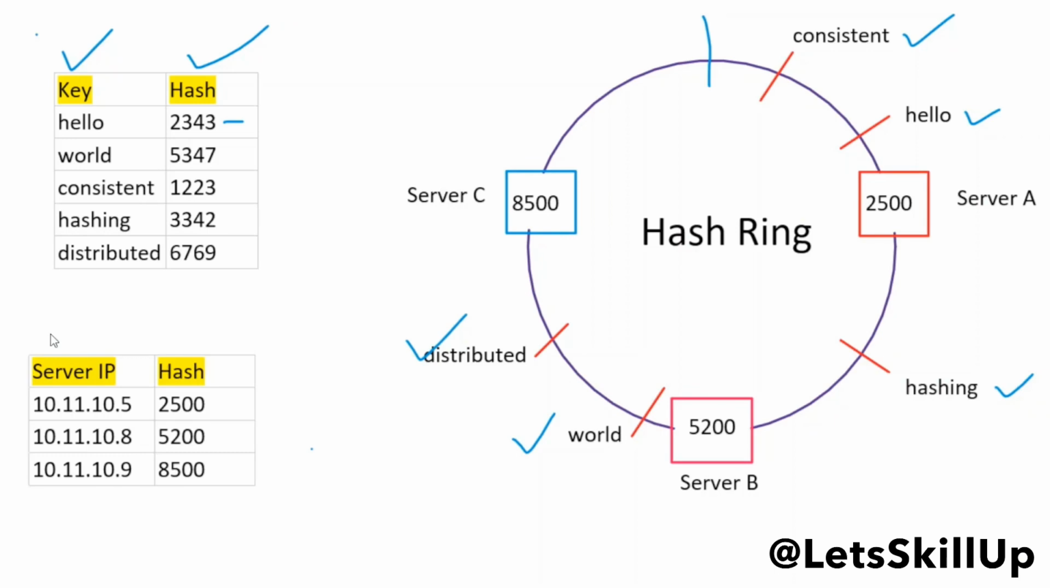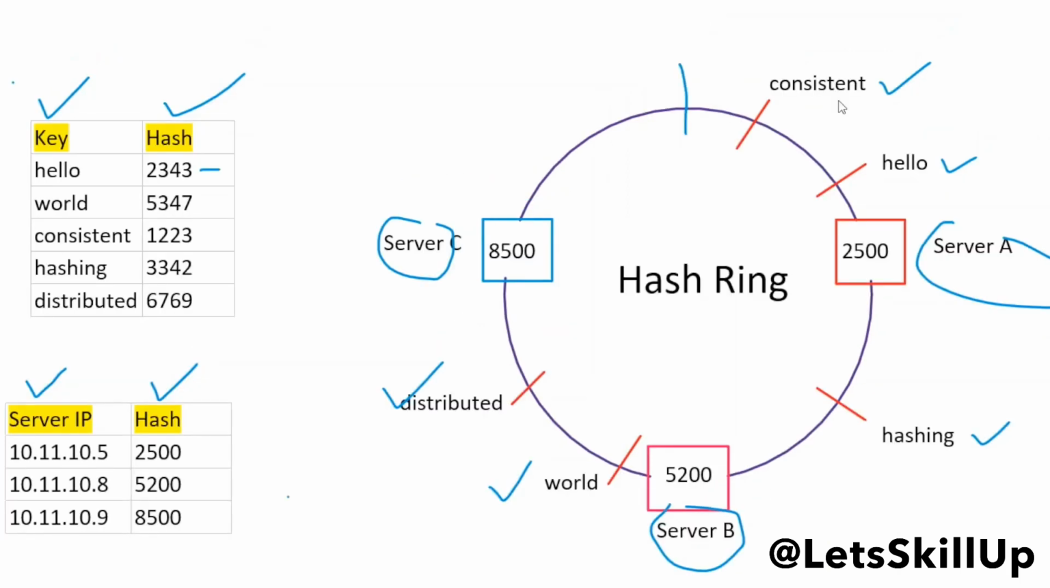Now for placing servers on the same circle, first column is our server IP, and this is the computed hash for each of the servers. So here is server A, here is server B, and here is our server C. Now how do we decide which of the keys will lie on which server? A simple rule which we can use here is to move in clockwise direction until we find a server. So we try to locate the closest server to a given key on the circle. That way consistent and hello would be located on server A, hashing on server B, and word and distributed would go to server C.